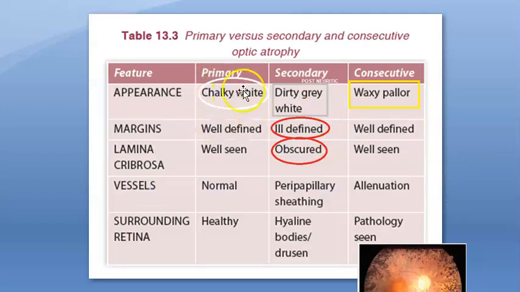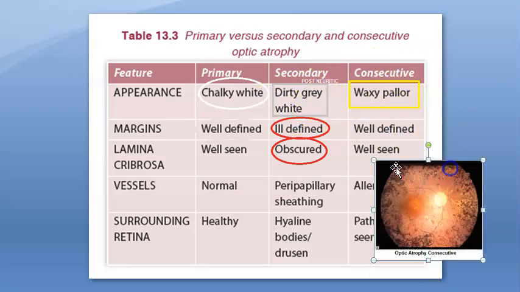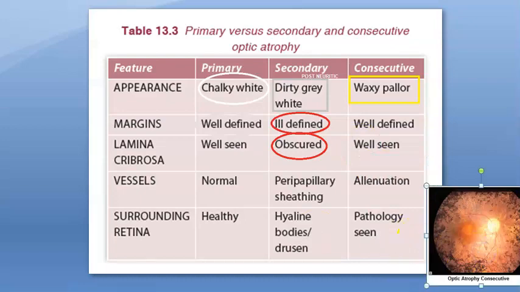So you should know the colors. Primary will be chalky white. Secondary or post-neuritic is dirty grey. Consecutive is waxy pallor. You will see waxy pallor anyway in retinitis pigmentosa. Same thing, waxy pallor, consecutive. So you can remember this, right?